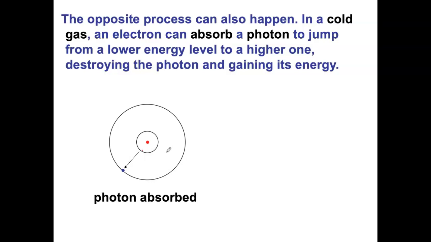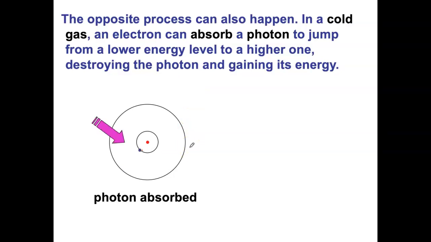This is essentially the opposite process of what we had before. Here we have a cold gas soaking up light, whereas with an emission spectrum, you have a hot gas giving off light. This is how cold gases interact with light, by absorbing it.